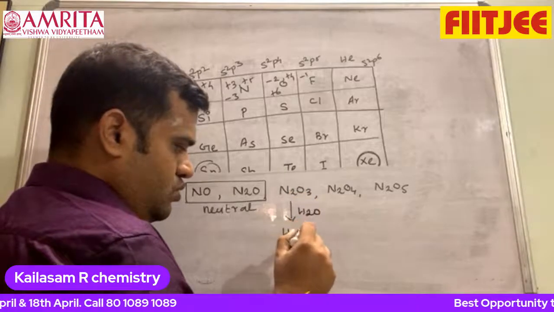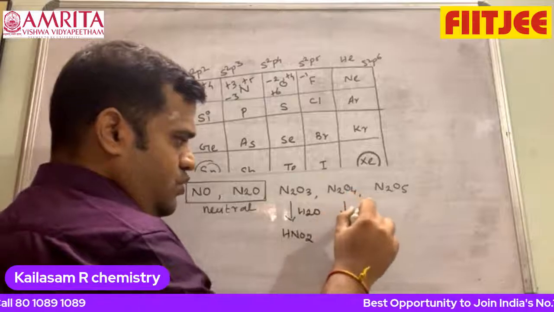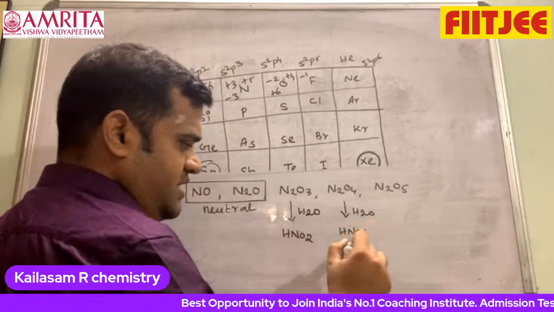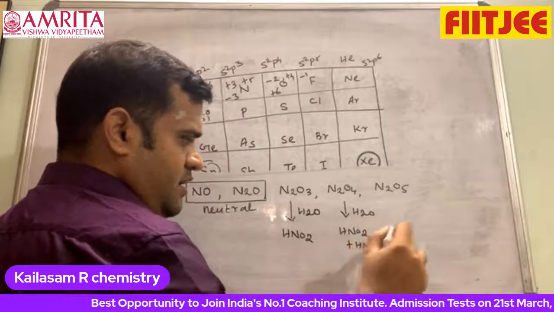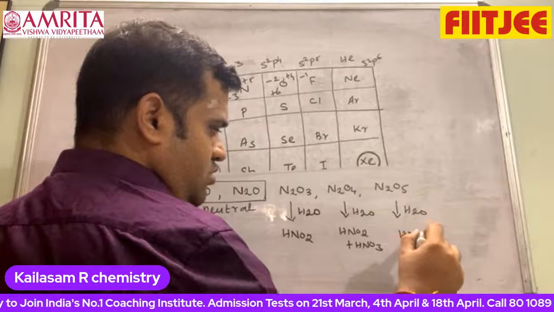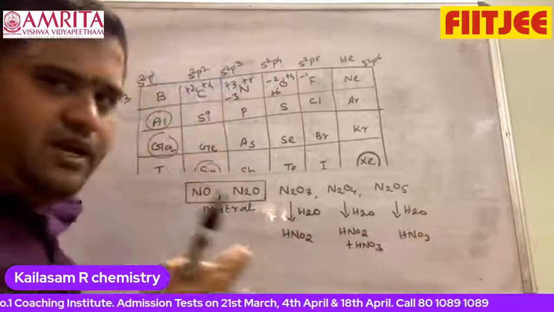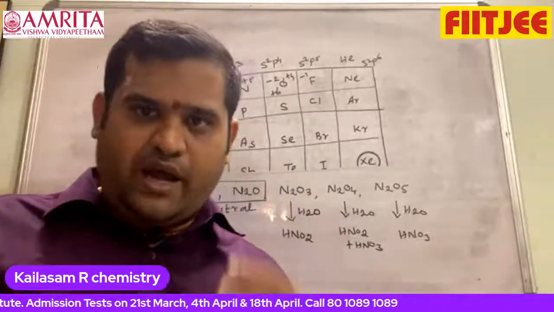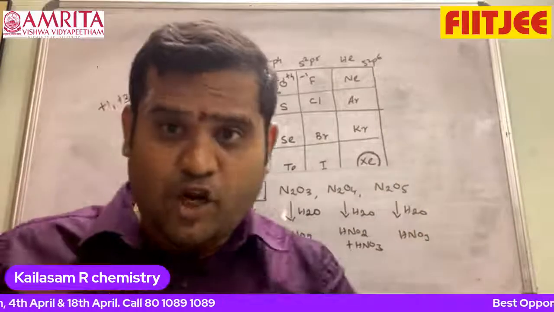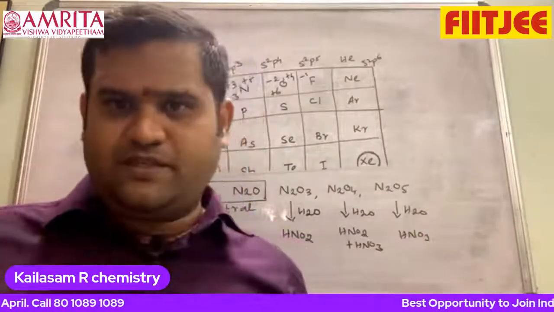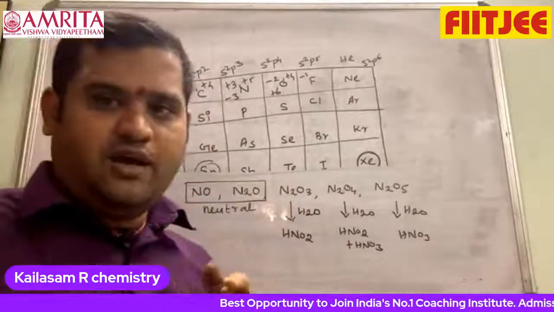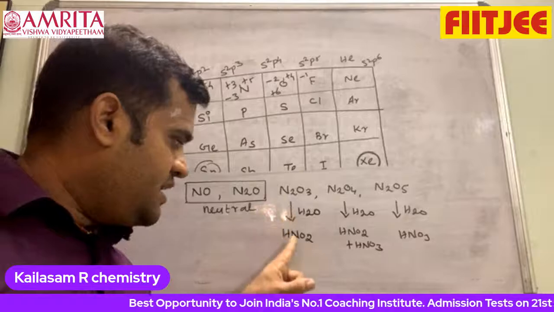Very simple. When this reacts with water, you'll be getting HNO2. When this reacts with water, what are you going to get? HNO2 plus HNO3. When this reacts with water, this is HNO3. Sir, how to remember this? Any non-metal oxide, on hydrolysis, gives the corresponding oxo acids. For example, N2O3 is a non-metal oxide. Whatever the oxidation state, you may get the corresponding oxo acid.